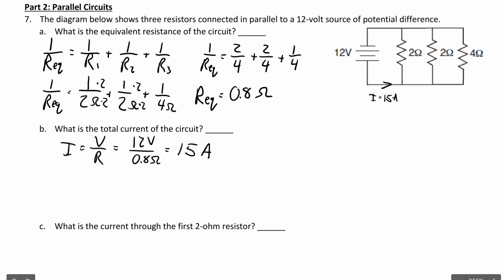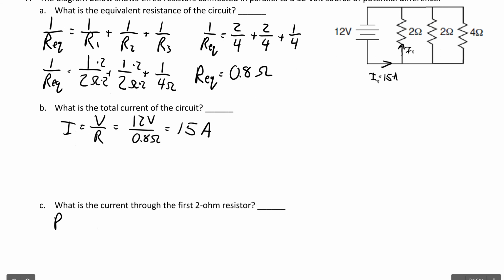Okay, so letter C says, what is the current through the first 2 ohm resistor? Okay, so that's going to be different from the total current. In the first 2 ohm resistor, they're looking for the current at this position. We could call that I1, and this is the total, IT. So now we have a resistance of 2 ohms, so R1 is equal to only 2 ohms. We're not going to use the equivalent resistance because we're just looking for the current through this branch. What else do we know about this branch?